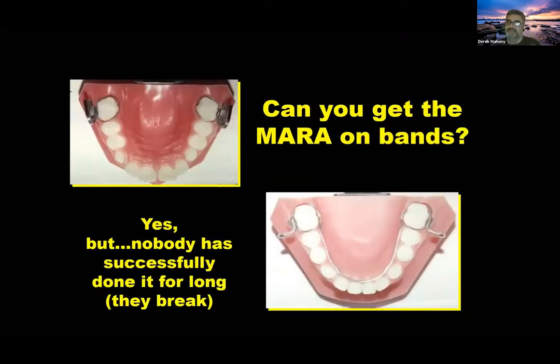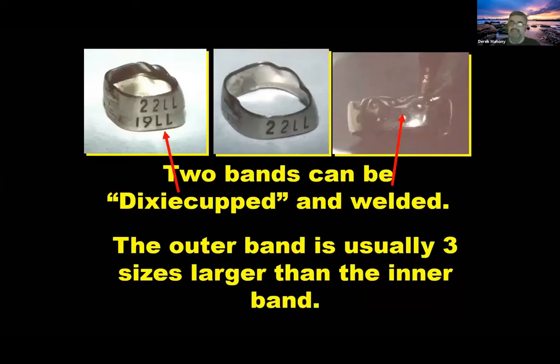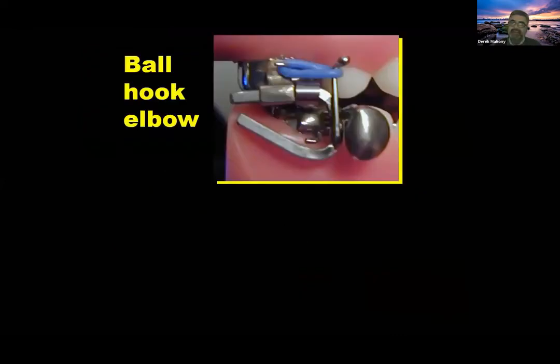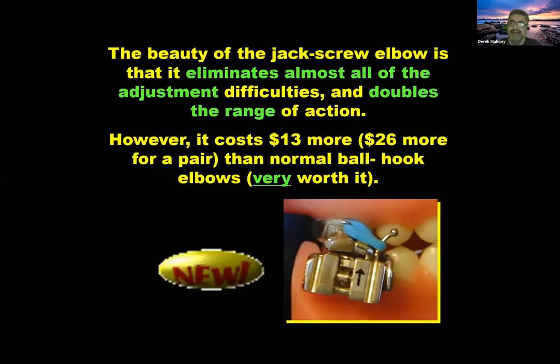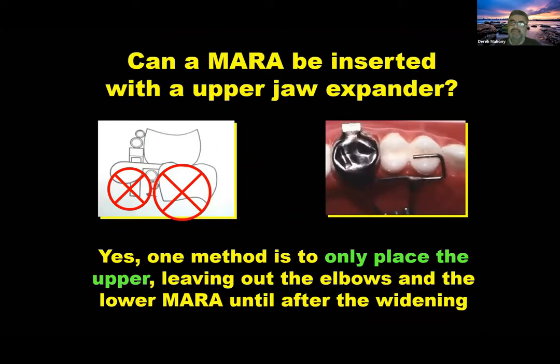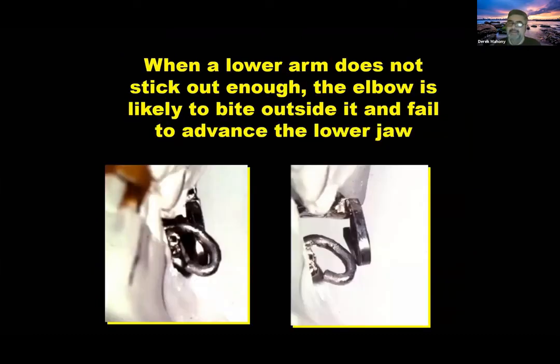Now, you can't use bands for the MARA. The forces are too heavy. I've tried everything, including welding two bands together. You need to have a stainless steel crown, right? Now, what I do is when my lab appliance comes back, I can eggshell the stainless steel crown. So I have then the ability to cement it like a band, all right? This is the point I was saying with the torque.